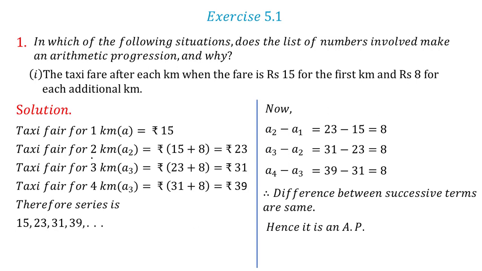So that means if I travel 2 kilometer, then I will pay 23 rupees. If I go 3 kilometer, then I will pay 31 rupees, and so on. Okay, so therefore if I write a sequence, it is 15, 23, 31, 39 and so on. Now let us check what is the difference between consecutive terms, that is a2 minus a1, a3 minus a2 and a4 minus a3. Here we are getting difference as 8. So as the difference between successive terms are same, we will say that it is an AP. So this sequence is an AP, right?